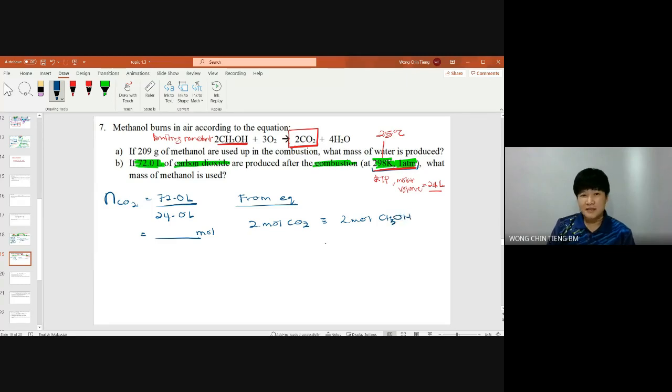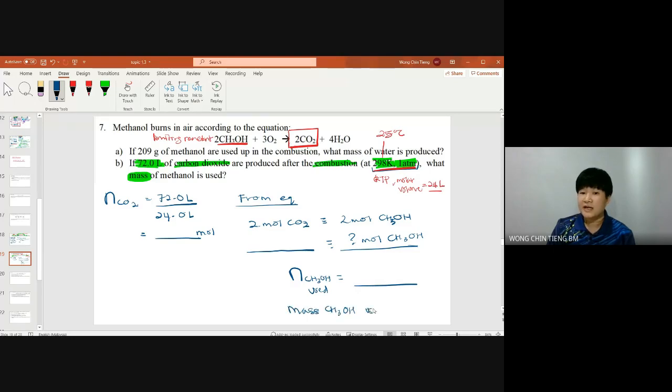Kenapa saya kata senang je? Because it's 2 to 2. Therefore, you basically akan dapat 1 to 1 ratio. Betul? Soalan minta mass of the methanol used. So, when you already have the mole, when you calculate the number of mole of methanol needed ataupun used, okay, then you will be able to find the mass of the methanol used by using the molar mass yang kamu dah kira tadi, tak perlu kira balik.